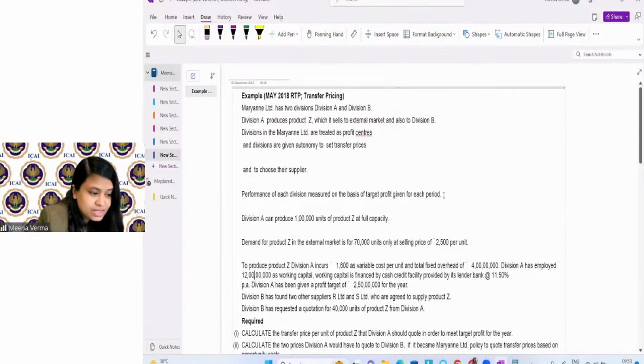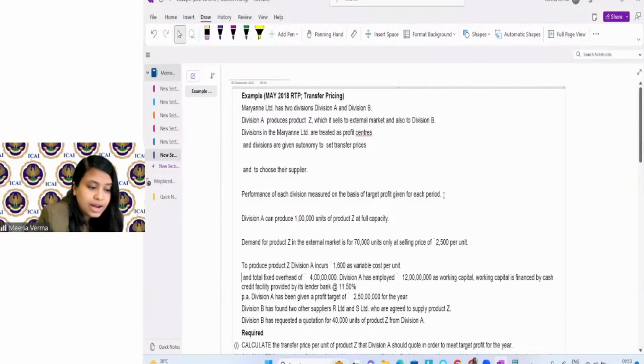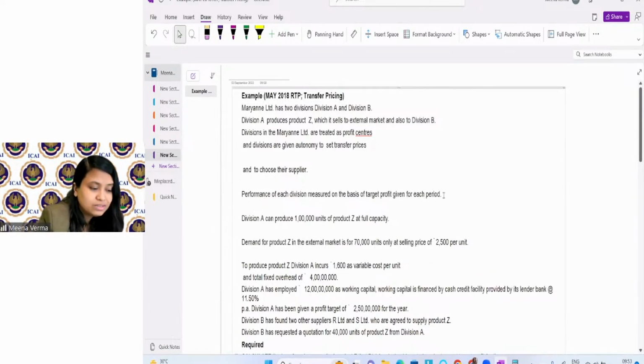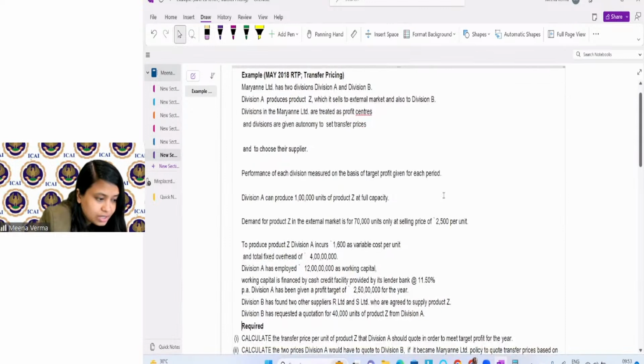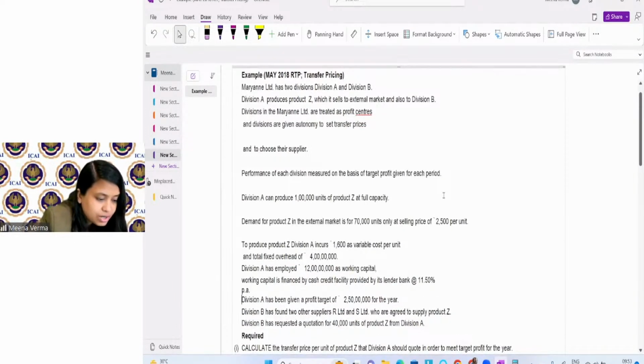To produce product Z, Division A has to incur a variable cost, which is given. Now look, if you do not make a diagram the way I prepare one, how difficult it is to understand what they are saying here. So difficult to understand everything, right? Working capital is financed by a cash credit facility, and it is given here. Division A is given a profit target of this much. Division B has found two other suppliers, R and S, who have agreed to supply product Z.